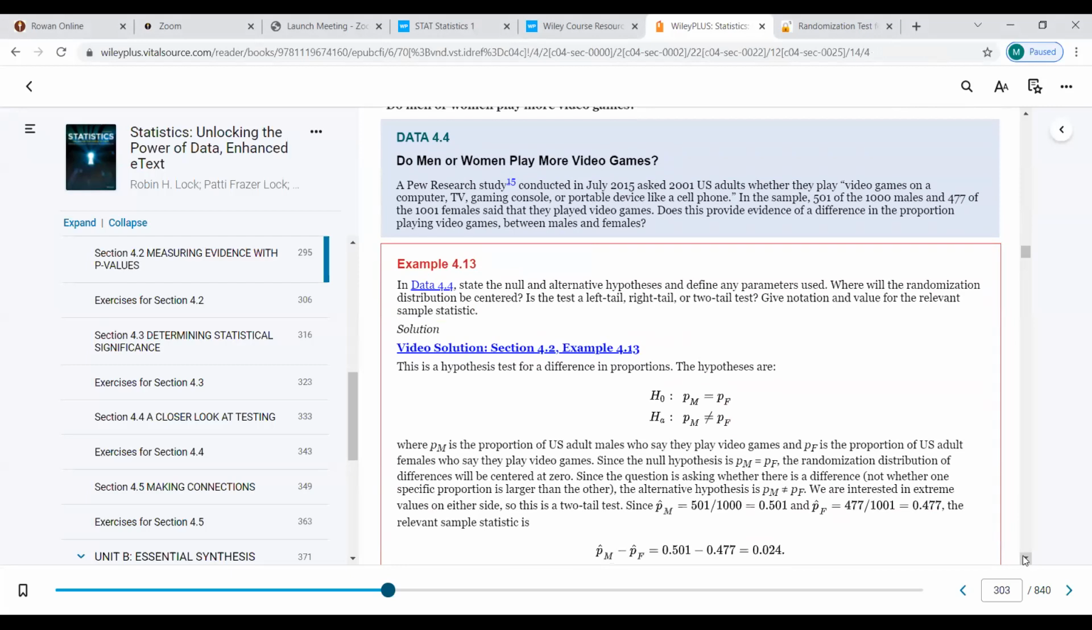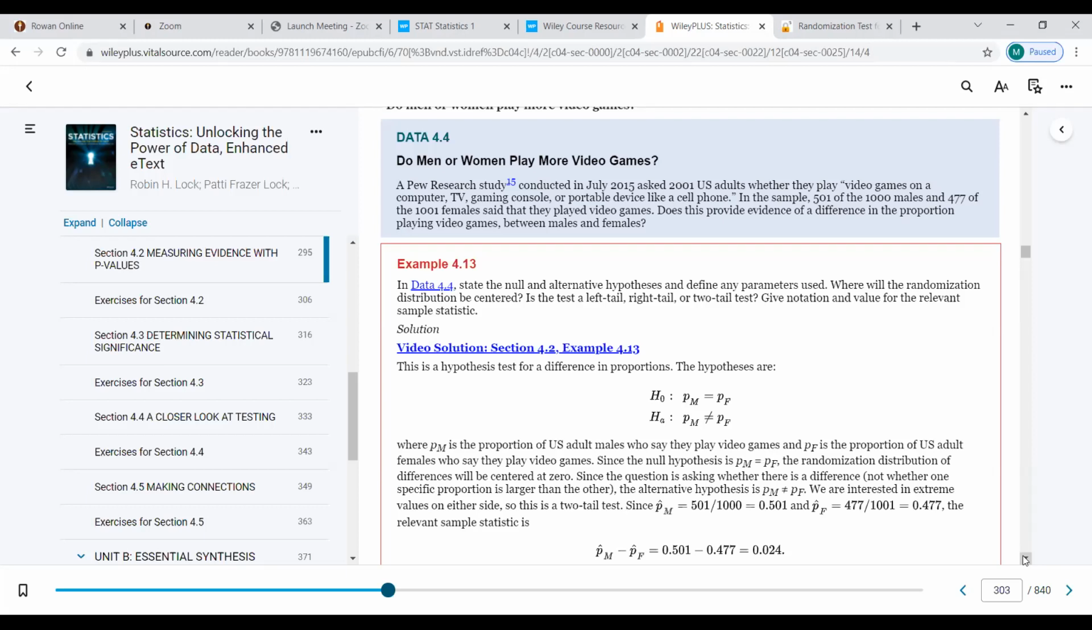It says a Pew Research study in 2015 asked 2001 US adults whether they play video games on a computer, TV, gaming console, or portable device like a cell phone. So obviously this is a really old study. It's 20 years old. So you have to bear with it. Obviously people use technology more than they used to. But anyway, in the sample, 501 of the 1,000 males and 477 of the 1,001 females said that they played video games.